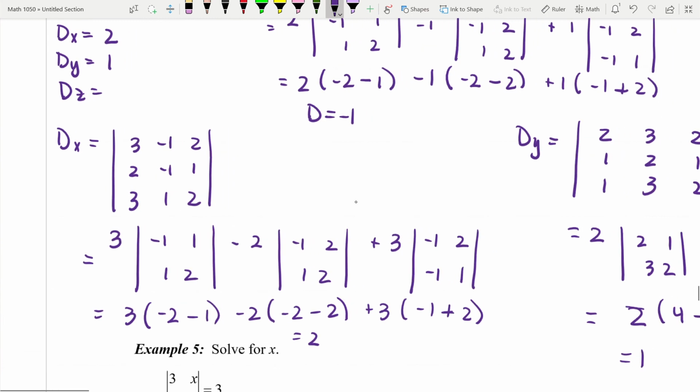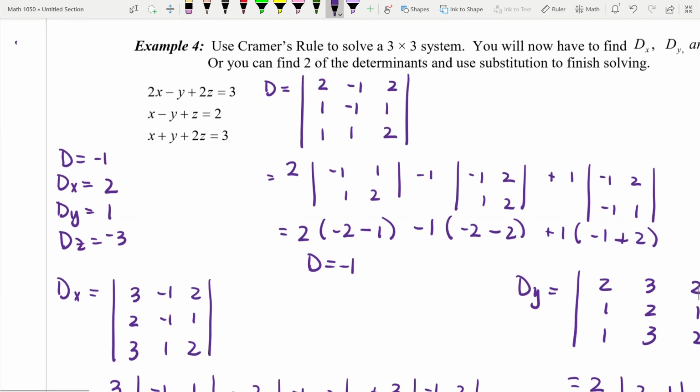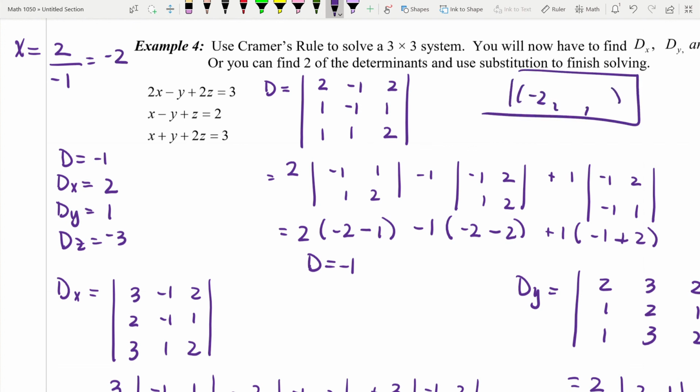Okay? And now I have to find them. So my values are x is d sub x, which is 2, divided by d, which is a negative 1. So I know x is a negative 2. Remember to write this as an ordered triple. To find y, you take d sub y, which is a 1, divided by negative 1, and you get a negative 1. To find z, d sub z is a negative 3, divided by d, which is a negative 1. There's my answer.